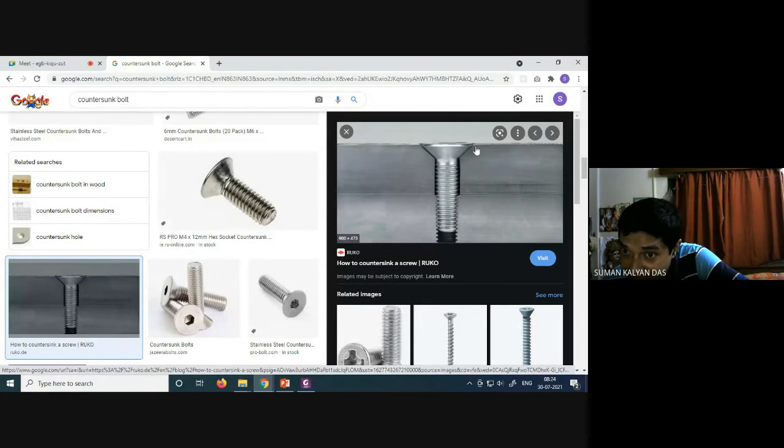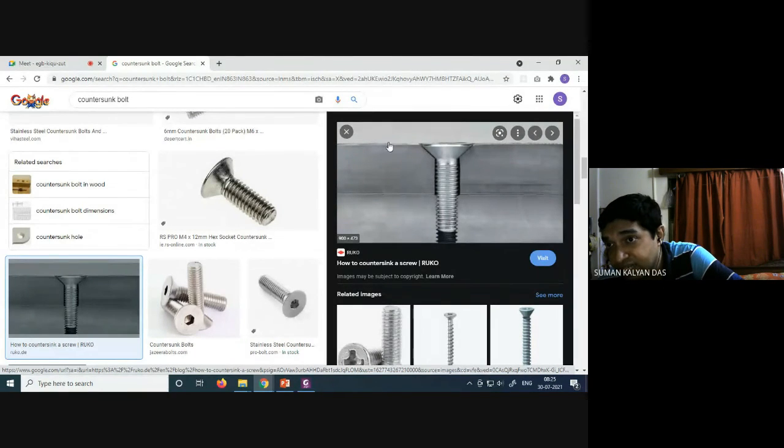So the advantage of having a countersunk arrangement is you don't have a protruding head. In some of the systems, if you have the head protruding out of the surface, and suppose the system is moving at a very high speed, something may get stuck and some accident may be caused. So in order to avoid that, you need this countersunk type of arrangement.